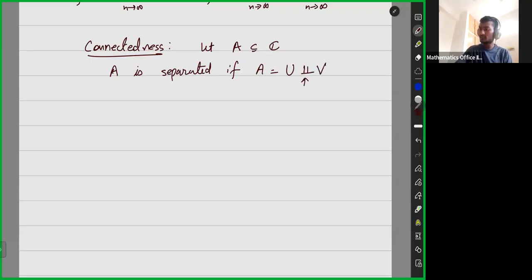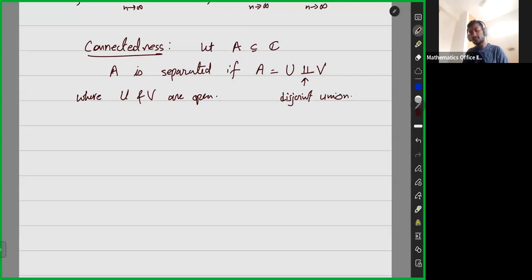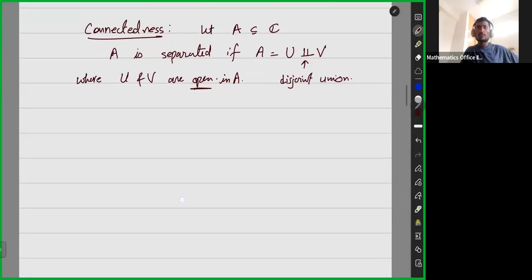This notation is for disjoint, where U and V are open. Similarly, we can define separated where we are taking U and V closed sets. Open in or closed in A, that can be changed. Right.